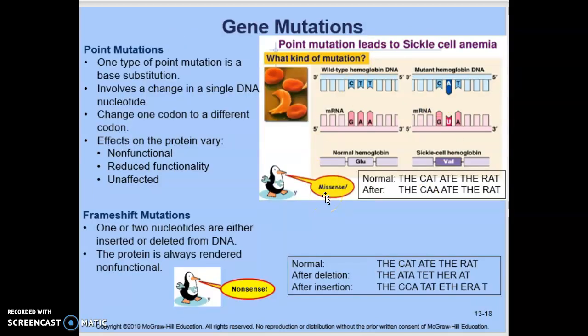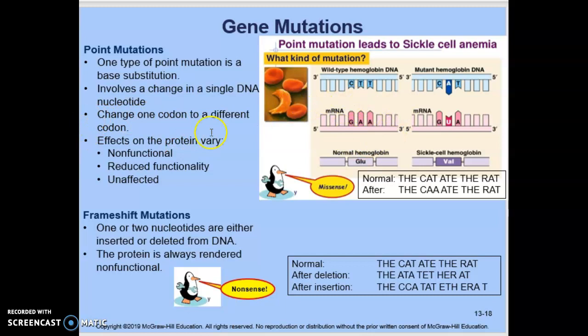Okay, so what are different types of mutations? There's two main types that we are going to focus on. The first one is a point mutation, and just like it sounds, it's where there's a change in just one point. Only one base has changed. It's a single DNA nucleotide change, a change in one codon to a different codon. Remember, codons are 3 pairs.